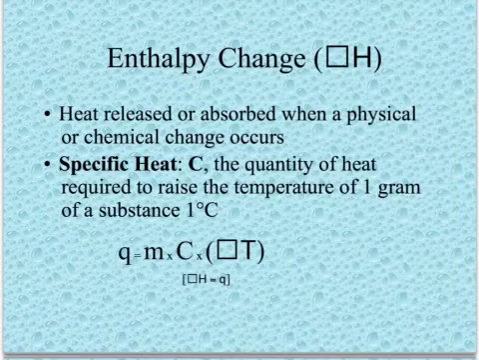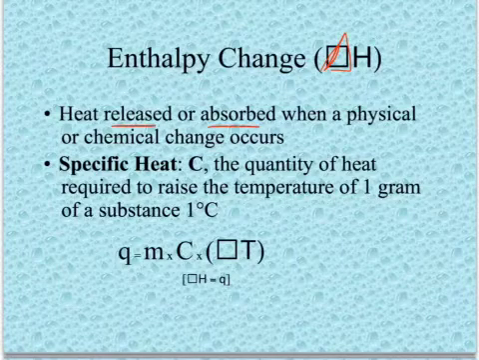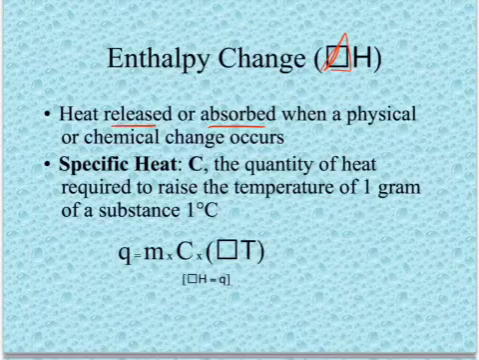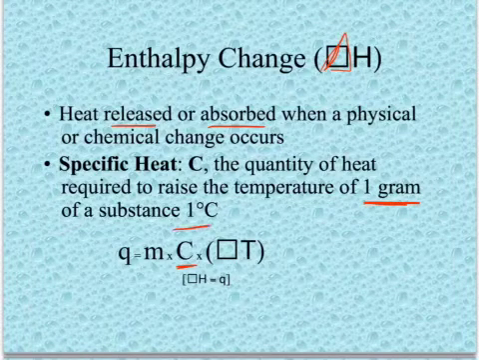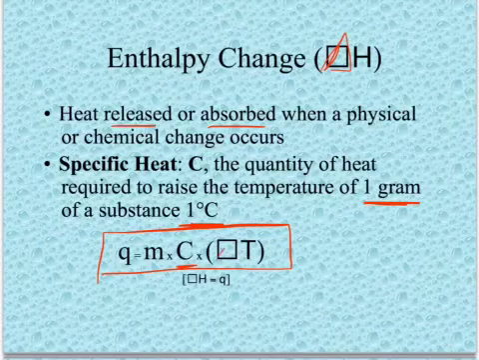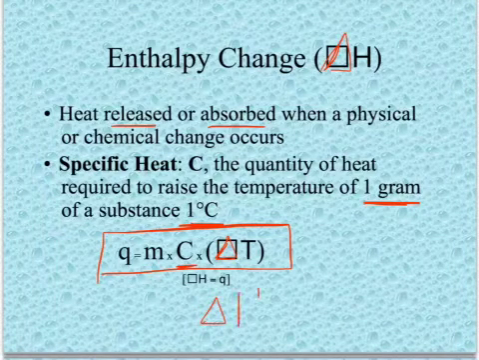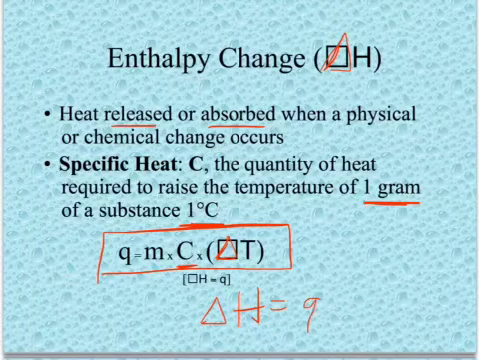Enthalpy change, which is the delta H, is the heat released or absorbed when a physical or chemical change occurs. Specific heat, which is the C value we see here in our formula, is the quantity of heat required to raise the temperature of 1 gram of a substance 1 degree Celsius. The formula we're using, once again, is Q equals M times C times delta T. And remember, delta H is the same thing as saying Q.